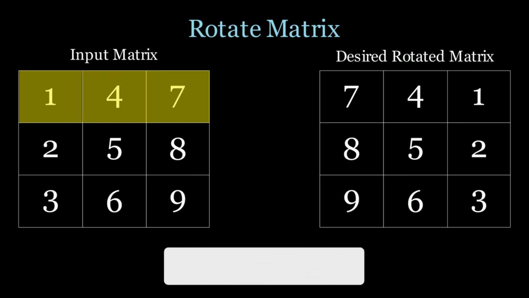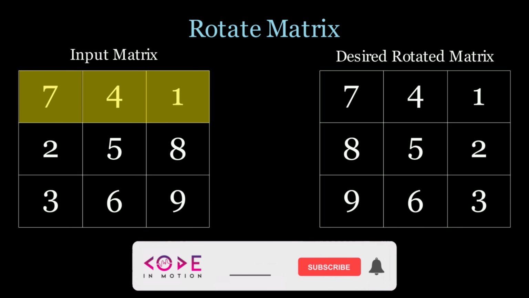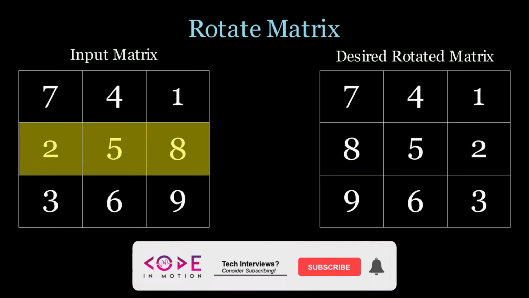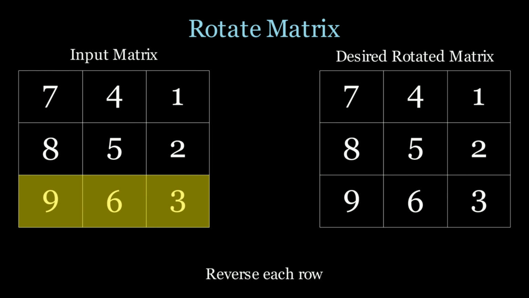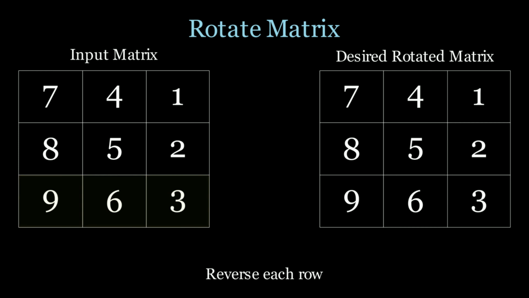Let's start with the first row. 1, 4, 7 becomes 7, 4, 1. 2, 5, 8 becomes 8, 5, 2. And 3, 6, 9 becomes 9, 6, 3. And we're done. This is now actually the desired matrix, right? So first we have to transpose the matrix, and then we're going to reverse each row.